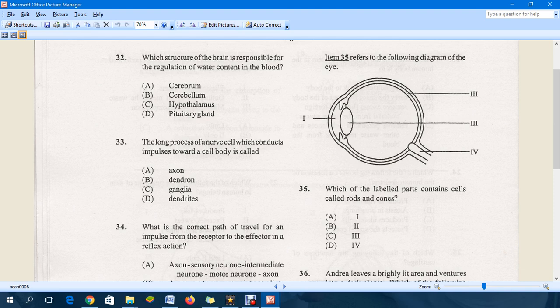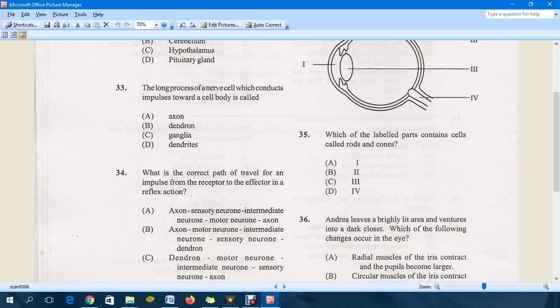Which of the labeled parts contains cells called rods and cones? These are the light sensitive cells, so that would definitely be B. B is the answer, which is this one here. This is the section that is known as the retina. So guys, you definitely need to study the diagram representing the human eye.